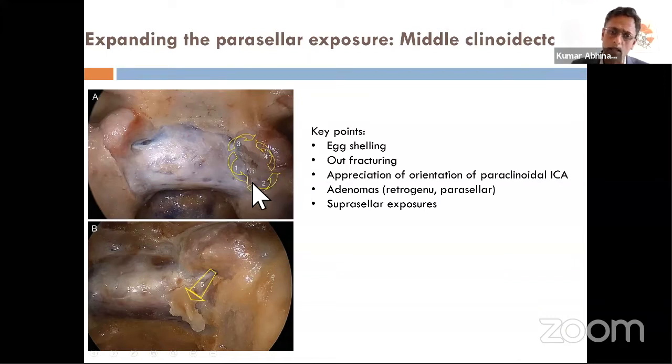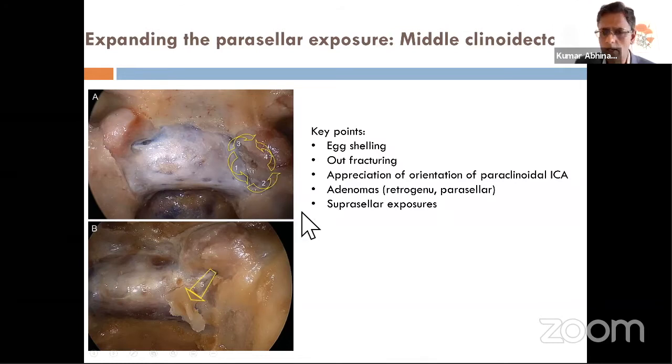And the basic steps, which are really well outlined in the paper, and which I learned under Juan's mentorship, is really going across inferiorly, finding a safe plane with the cavernous sinus, creating two fracture points, and then out-fracturing after eggshelling, rather than trying to Kerrison it out and risk injury. And you can see the prominence here, which we refer to as the middle clinoid.